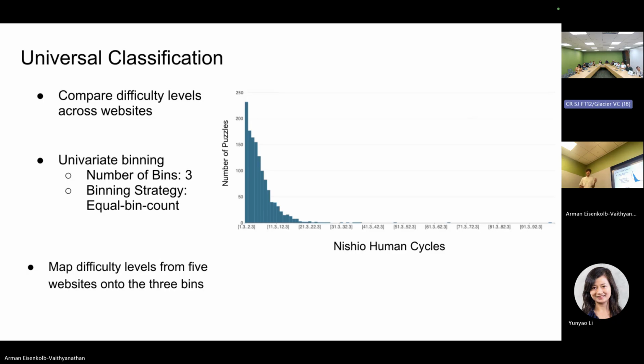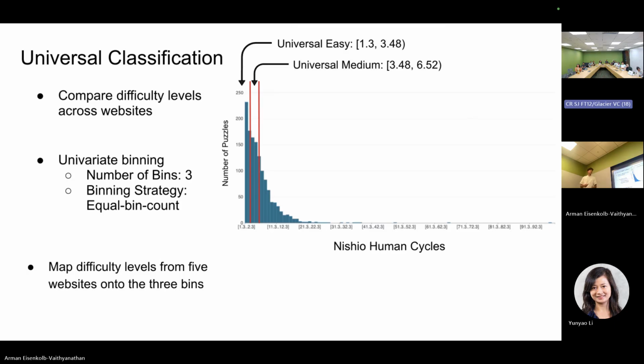Over here to the right, we see a histogram which illustrates the distribution of puzzles of the puzzle dataset based on Nishio human cycles. Each bar has a width of 1 cycle and counts the number of puzzles whose Nishio human cycles value falls in that range. Running the binning algorithm gives us three categories. The first, universal easy. Second, universal medium. And the final one, which we call universal hard. We use these 3 categories to map difficulty levels in order to compare the difficulty across the websites.